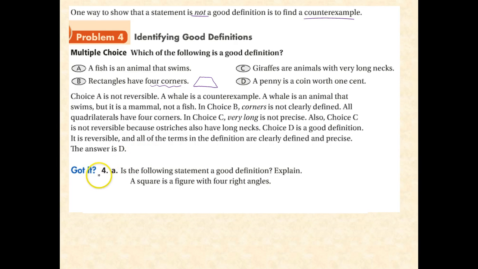So, look at this one. Is the following statement a good definition? Explain your thoughts. A square is a figure with 4 right angles. Is that a good definition? It might sound like a good definition, but is it reversible? Is a figure with 4 right angles definitely a square? No, because a rectangle has 4 right angles, but it's not a square. So just saying 4 right angles is not enough.